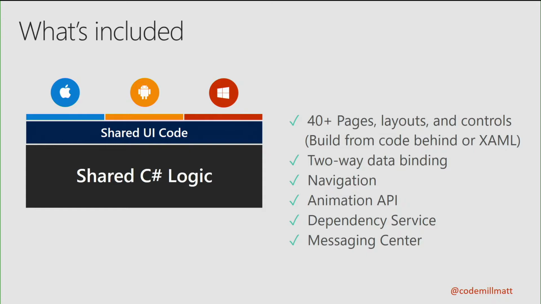If somebody's entering input in the UI, it's going to change that model in the background. Navigation: they've abstracted each platform's navigation framework, which is completely different across the platforms, into one within the shared UI code layer. There's an animation API. There's a dependency service, a messaging center.